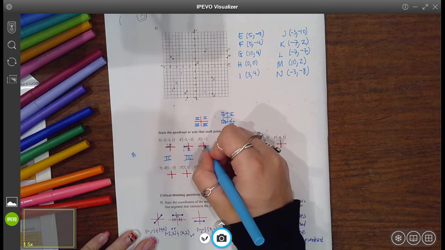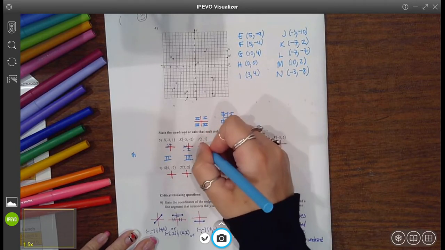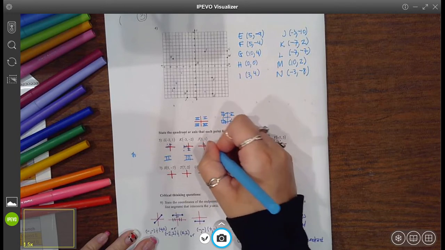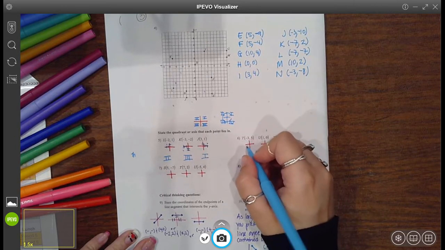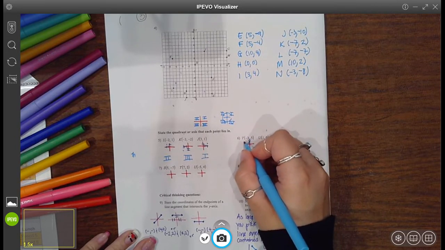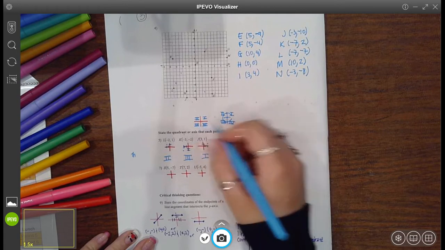This one, you're going to go right 3, now that you're back with us, and up 1. Which quadrant is this? 1. You go left 3, up 1, 2, 3, 4, 5. There you go. That's in quadrant 2.